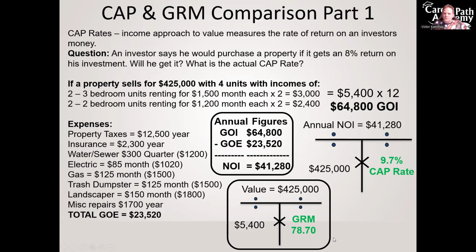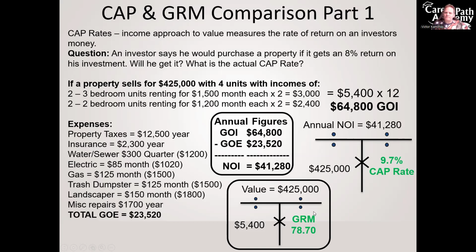All right, so we know that 9.7% cap, that's your capitalization rate or your rate of return on your money. So that investor's money is $425,000 that they use to buy the property. Okay, so they're going to be getting 9.7% interest on that. That's pretty good. That's their cap rate. That's their return on investment. That's their interest, right?